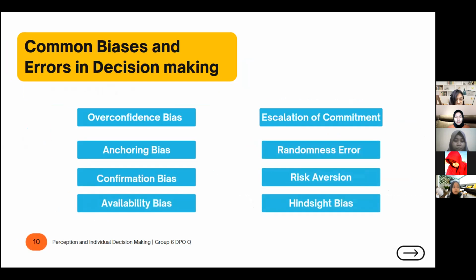Common biases and errors in decision making are overconfidence bias, anchoring bias, confirmation bias, availability bias, escalation of commitment, randomness error, risk aversion, and hindsight bias. Next.